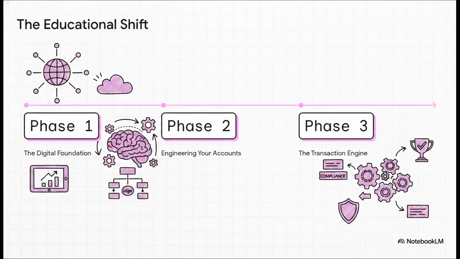Notice how the curriculum has been beautifully reorganized into these logical success pillars. Phase 1 focuses heavily on the digital foundation, moving straight into setting up a global digital office. Phase 2 is all about engineering your chart of accounts, and then Phase 3 introduces the transaction engine. It's entirely outcome-focused, practical learning.